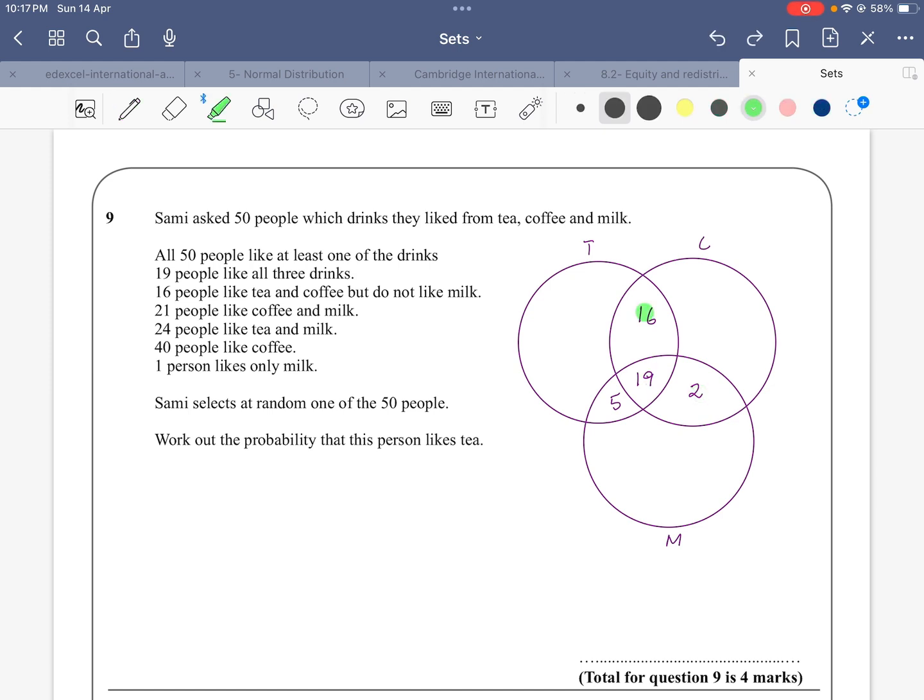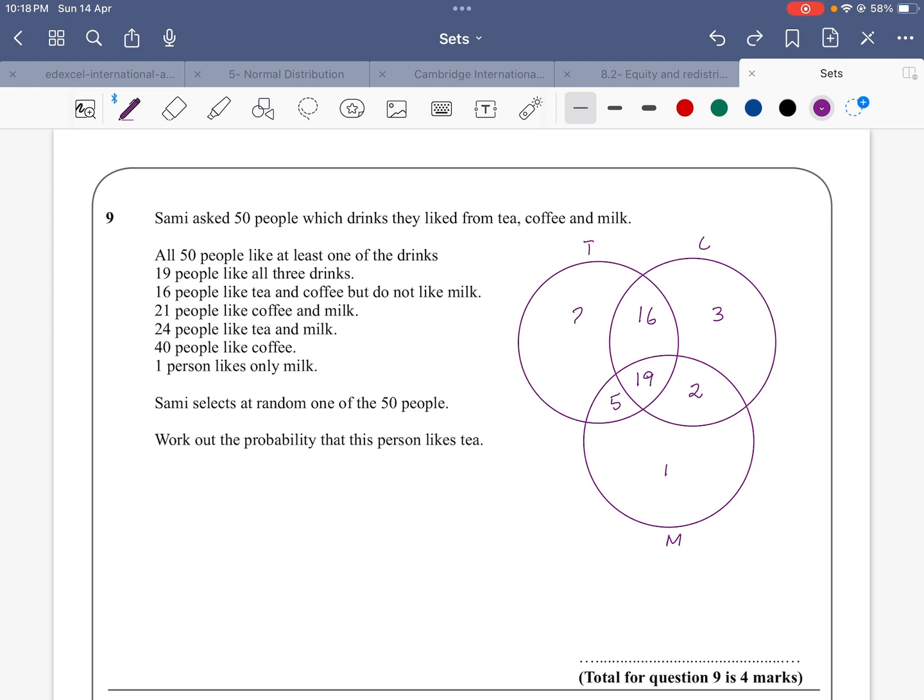40 people like coffee means this plus this plus this. So let's see. 19 plus 2 is 21. 21 plus 16 is 37. 37 plus 3 is 40. So here we will write 3. One person likes milk only. Now we have to find this out.